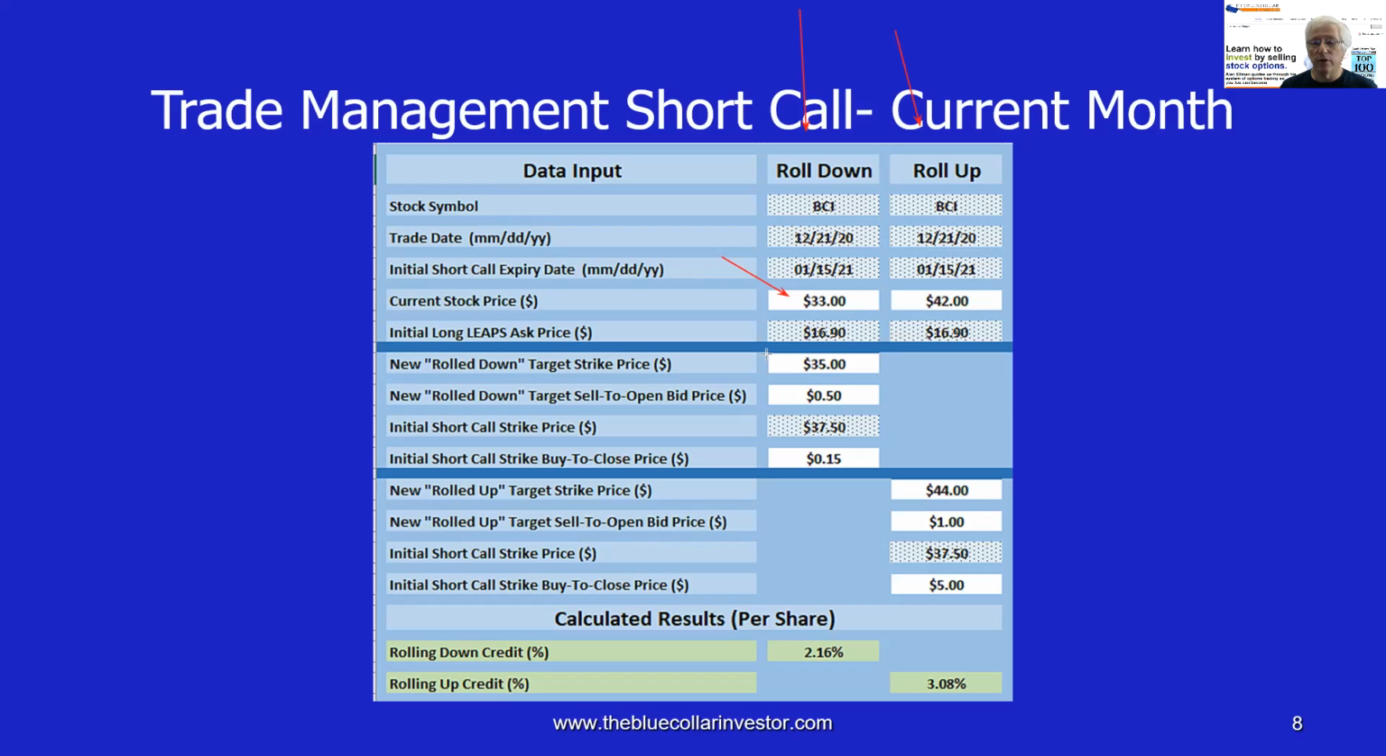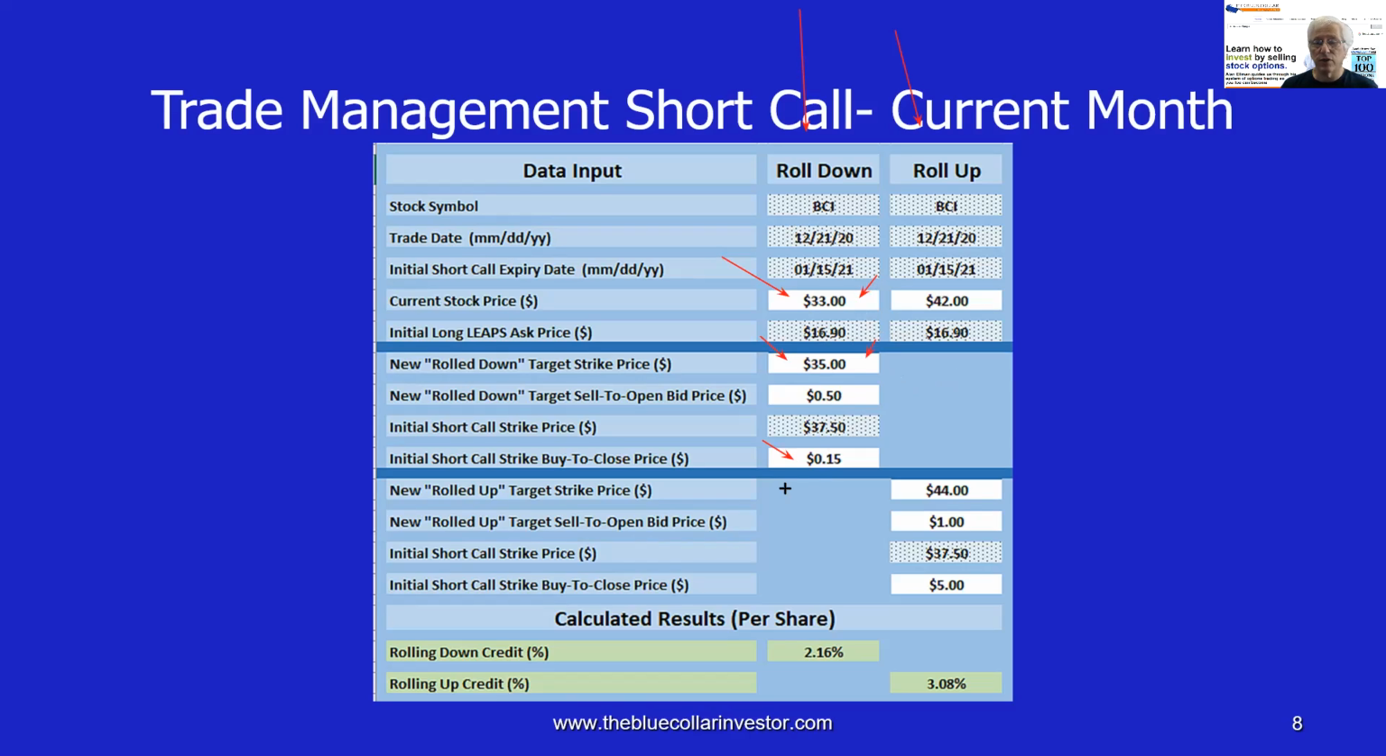And what we're going to do is roll down from the 37.50 strike. We're going to roll down to the 35. Now, since the price of the stock is currently 33, that 35 strike is an out of the money strike at that point in time, even though we're rolling down. So in this hypothetical, the cost to close will be 15 cents.